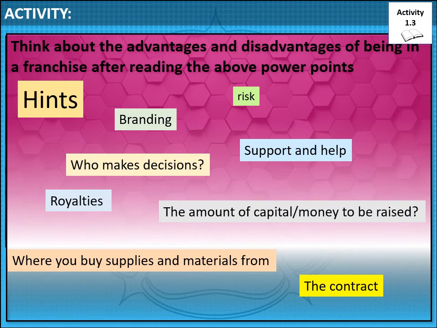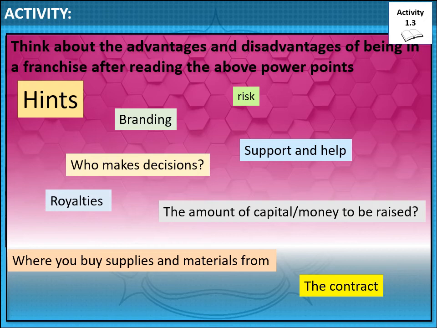So now again, this is the same as before. I want you to think about the advantages and disadvantages of being in a franchise after reading the PowerPoints before. So think about branding. How instrumental is branding in your business? How important is a McDonald's burger compared to your own normal burger? What about risk? Think about the risk involved in setting up a McDonald's compared to your own burger place. Who makes the decisions on the ground level, thinking about your own restaurant, McDonald's restaurant? But who makes the big decisions about the pricing of McDonald's Big Macs and chips? What support and help do you think that you would get from the franchisor?